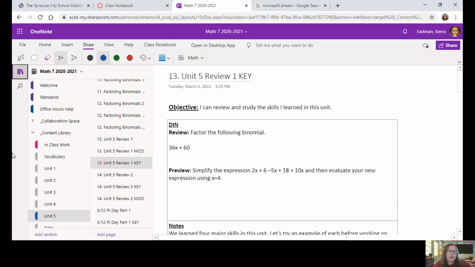We are going to be on Unit 5, page 13 today. This is the first page of our Unit 5 review because we have our test on Thursday. So we're going to be reviewing and studying some of the skills that we learned in this unit, starting with our DIN. So pause the video here and try that DIN review and preview question for me.